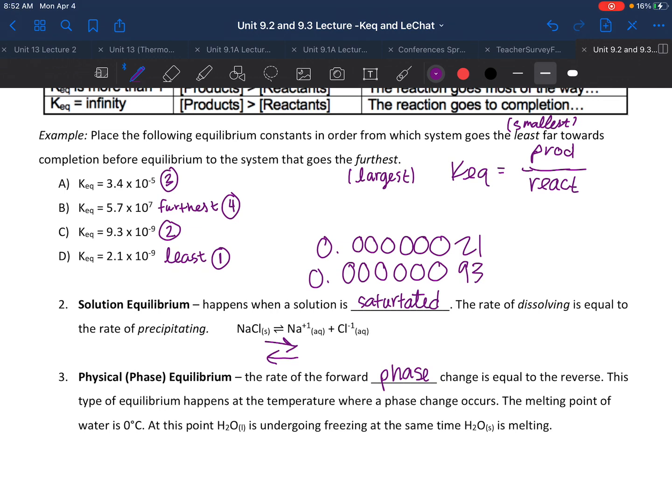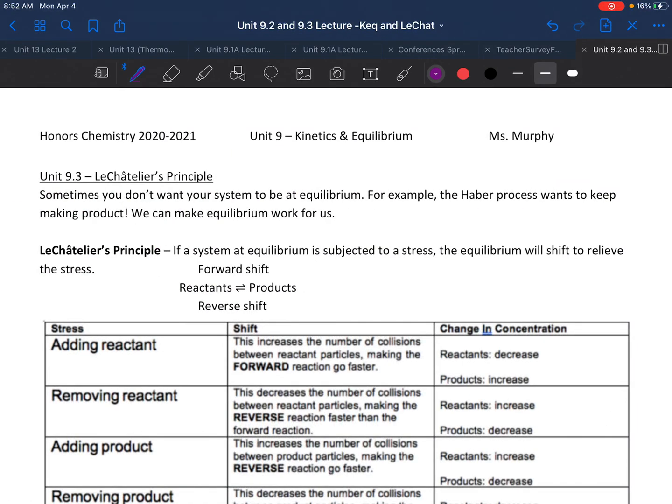All right, so that is it for 9.2. 9.3 is really short, so we'll just zip through that here. And so this is Le Chatelier's principle. Excuse my French accent, I'm not very good at that. But pretty much why this is important, because you don't always want your system to be at equilibrium.